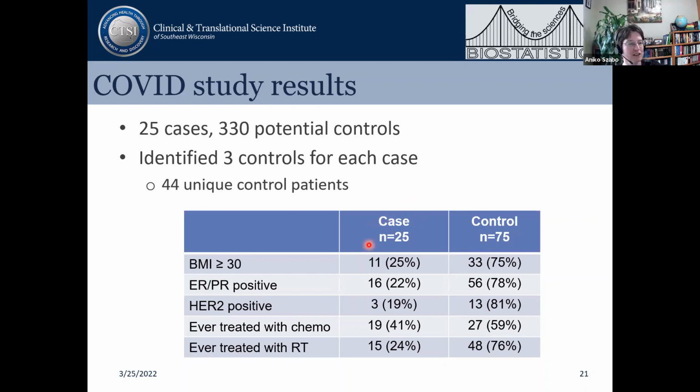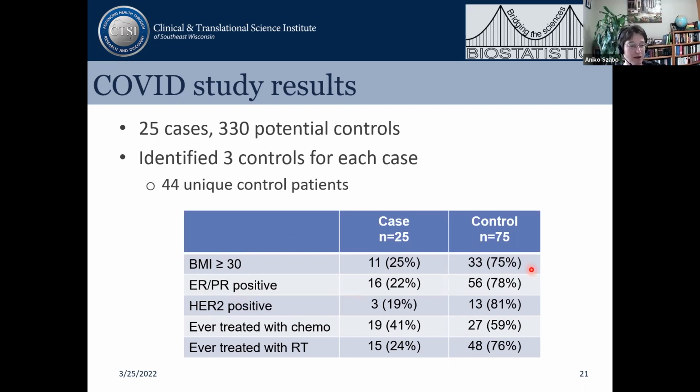So, some descriptives. We have 25 cases and 75 controls. For example, here is BMI: 25% of people with BMI more than 30 were cases, and 75% were controls. These percentages are raw percentages, because it's very important for case control studies to keep in mind that the case control status is the outcome. Even though the inclusion was based on it, the case control status is the event, right? And all these risk factors are before the event. So the case control status is the outcome. That's why I'm presenting the proportion of the outcome.